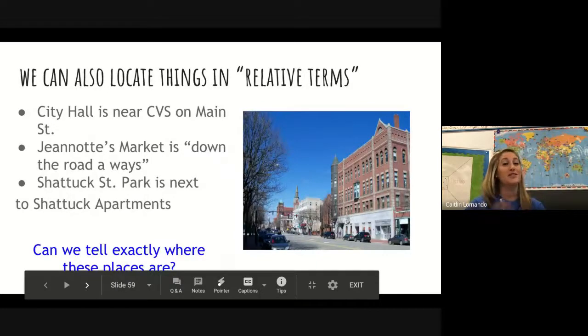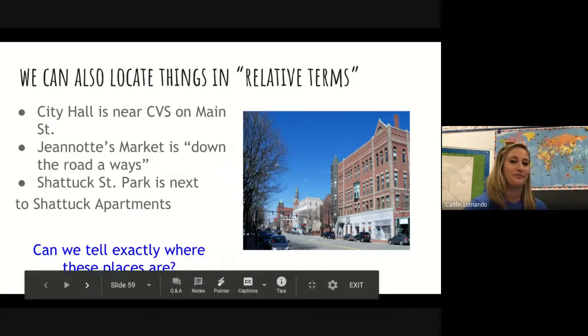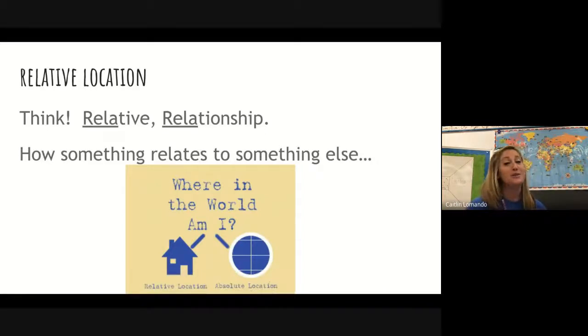We can also describe things or locate things in relative terms. Remember, relative terms means I'm not really sure, but it's around the area. So some examples would be City Hall is near CVS on Main Street. Janot's Market is down the road a ways. Shattuck Street Park is next to Shattuck Apartments. Can we tell exactly where these places are? No, we can't because it's relative location. So think relative relationship, how something relates to something else. Are we absolutely sure where it is? No, we're not.